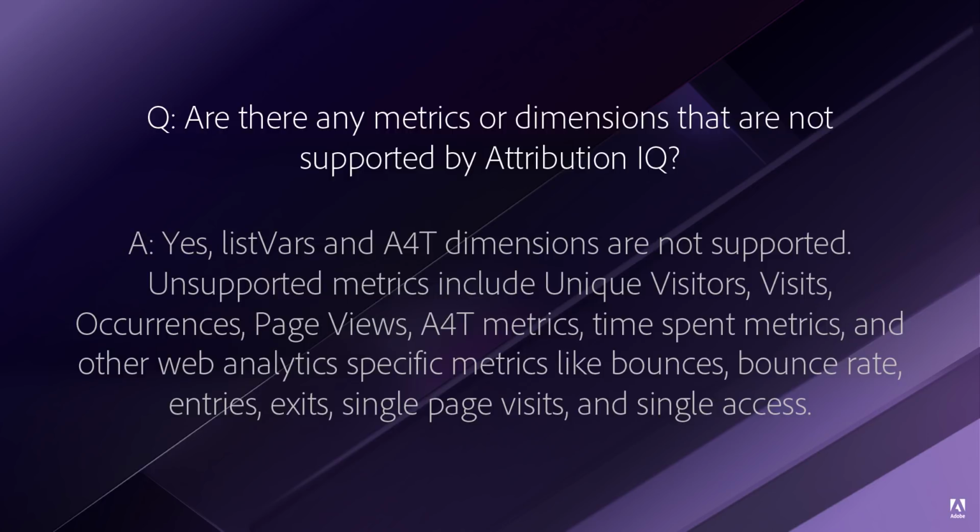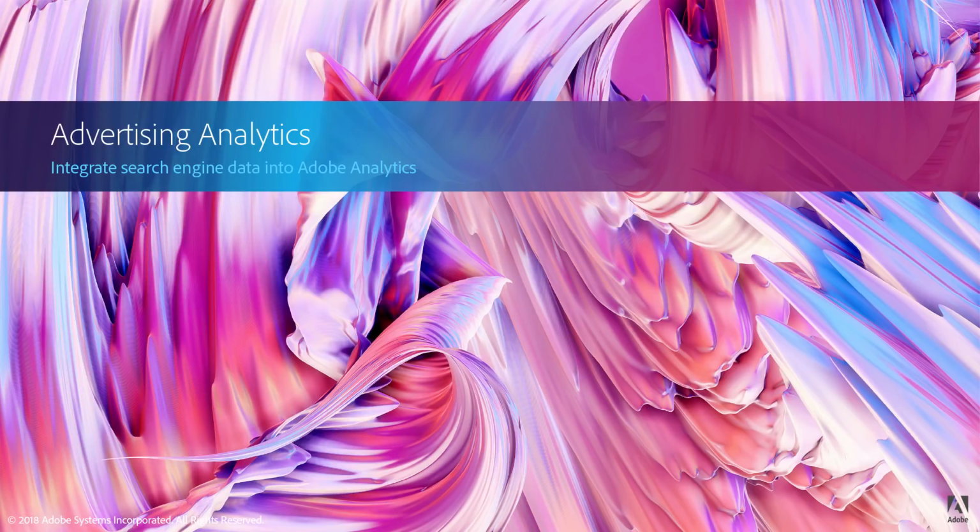So I mentioned taking a screenshot of that earlier slide, and basically this is the inverse of that slide, in that we're trying to provide you with all of the different metrics and dimensions that are not necessarily supported by Attribution IQ. So the big ones are going to be list bars and A for T and unique visitors and visits and occurrences. So keep an eye on those when thinking about attribution modeling. Some of them, it just simply doesn't make any sense to be applying attribution to. Others it may, but they just simply aren't supported.